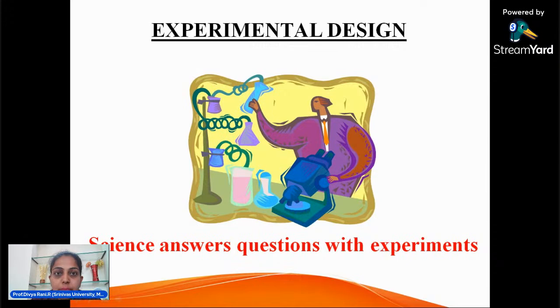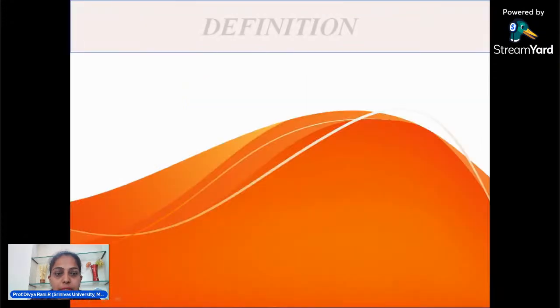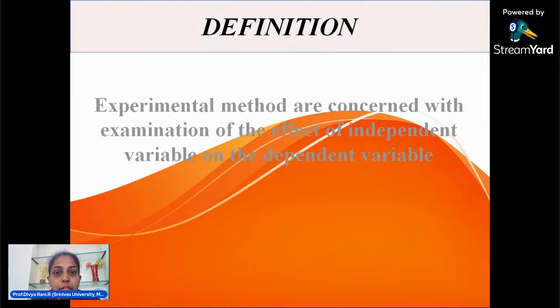Next slide, please. So what is the experimental research design? In experimental research design, you are going to do the research in a controlled environment. Everything is well planned and well decided, and you will get to know the effect of the independent variable on the dependent variable. Next slide, please.